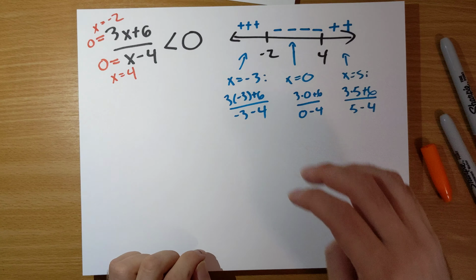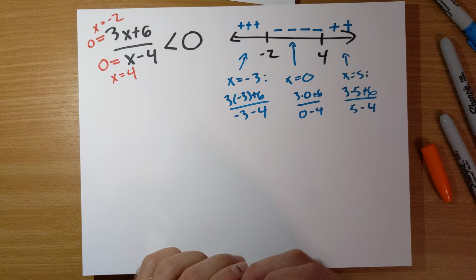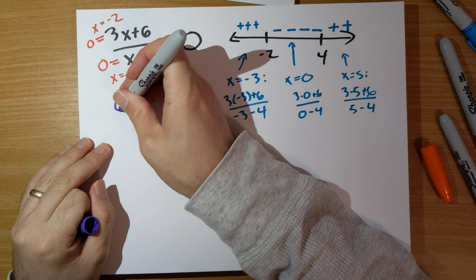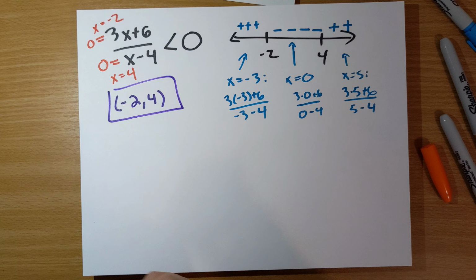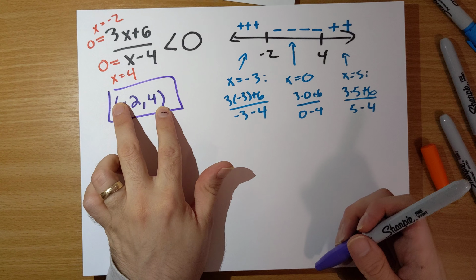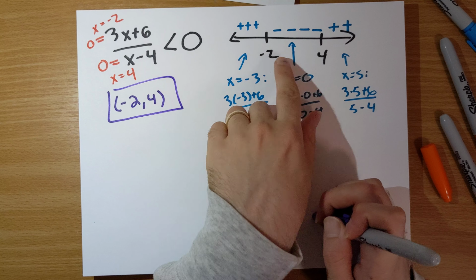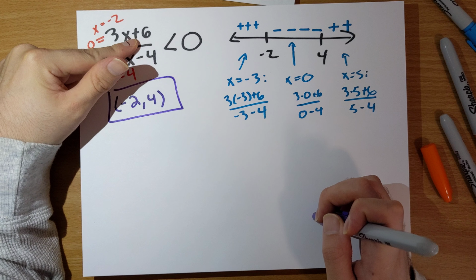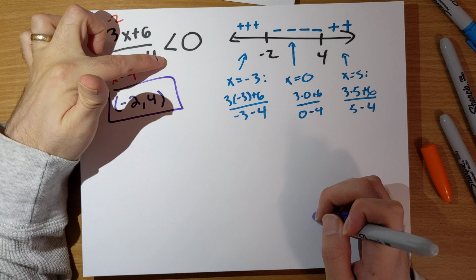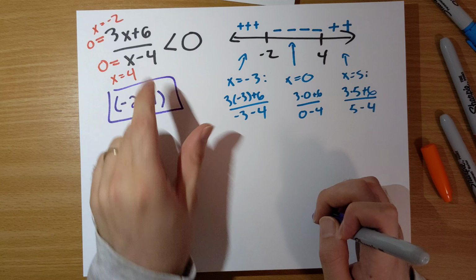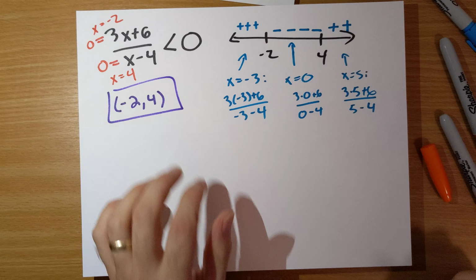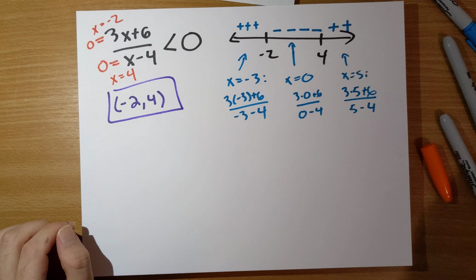So this is our answer, and we were asked to write our answer in interval notation. So the interval is negative 2 comma 4. We exclude the endpoints. When x is negative 2, the numerator is 0. So this expression is 0, and 0 is not less than 0. When x is 4, we're dividing by 0. We need to exclude the endpoints.